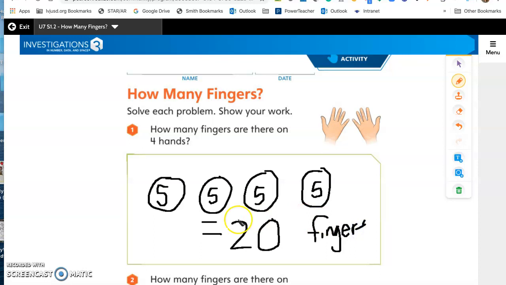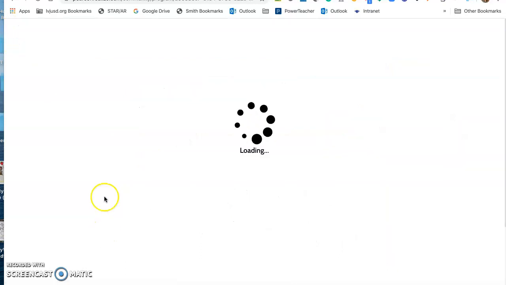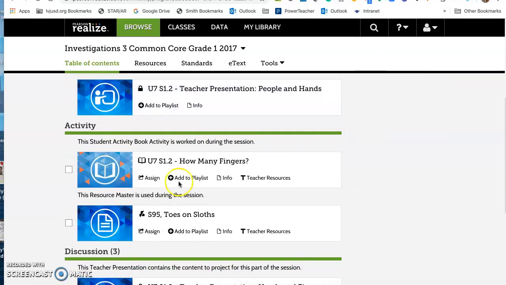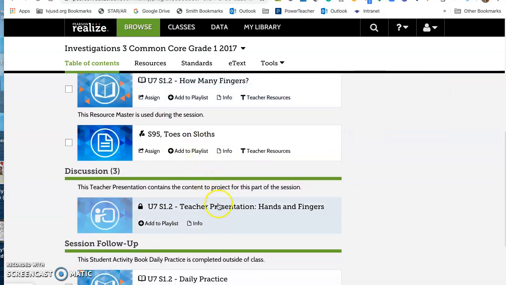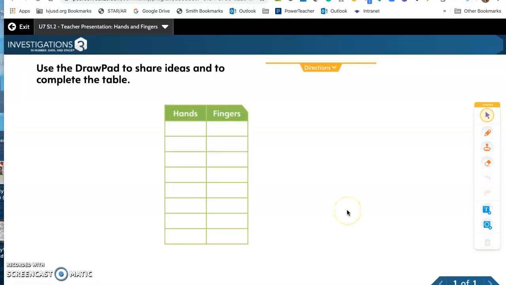I'm also going to show you how you could use a table, just like I showed you in the earlier part of this lesson. So let's go back. Okay, so here I have another table, just like I did with people and hands, but this one's with hands and fingers. So I know that if I have 1 hand, I have 5 fingers. I know that if I have 2 hands, I have 10 fingers.